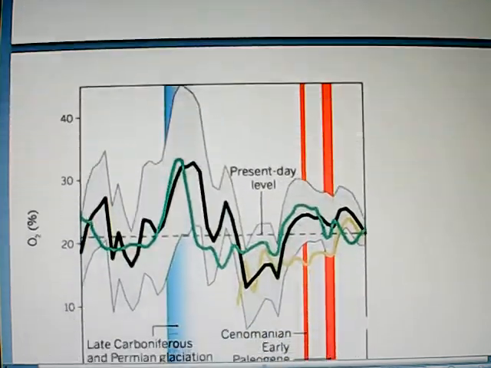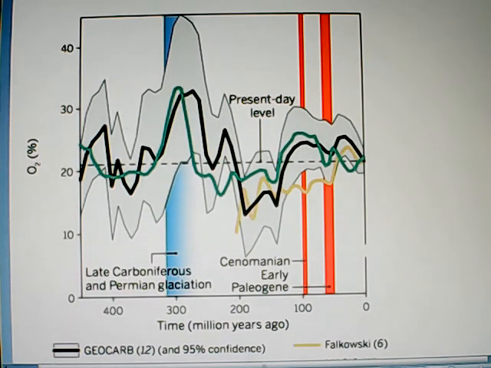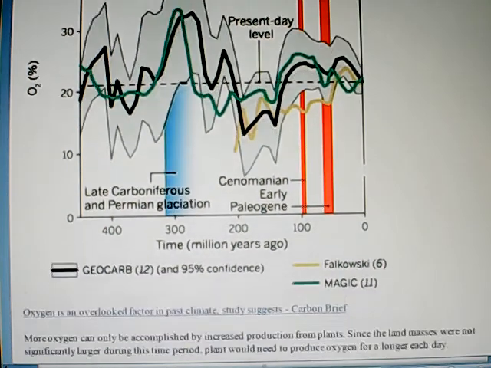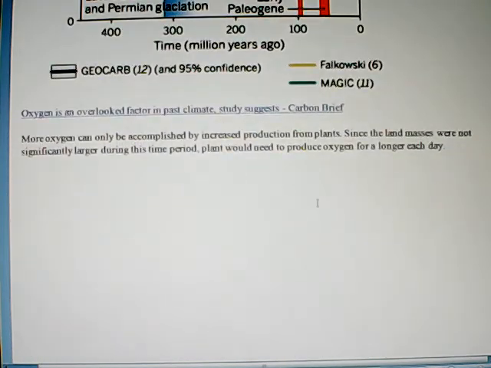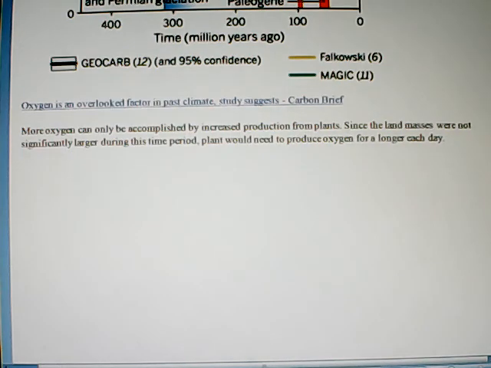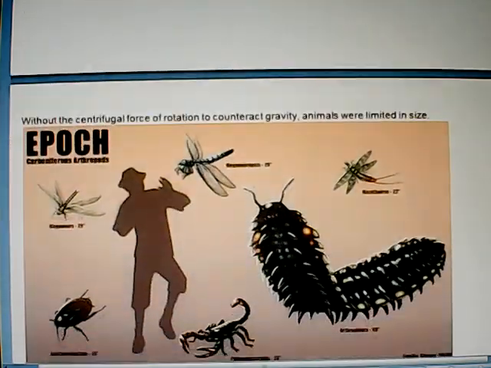And here's a nice little chart of oxygen content during different geological periods. As you can see, during the Carboniferous, it had a lot more oxygen than at any other time. The only way that could have happened is by an increased production from plants. Since the land masses were not significantly larger during this time, plants would need to produce oxygen for longer each day, which they could do if they had 24 hours of sunlight.